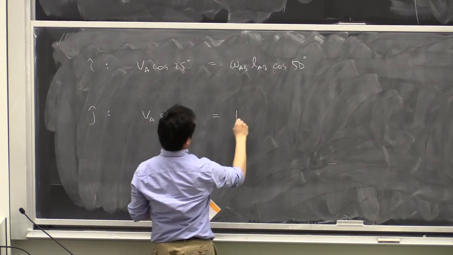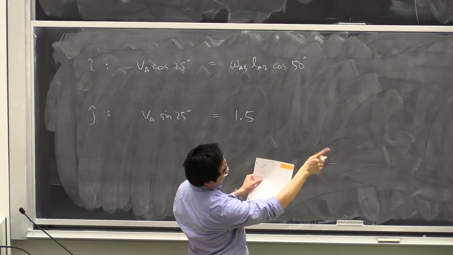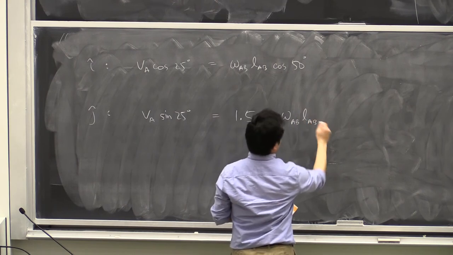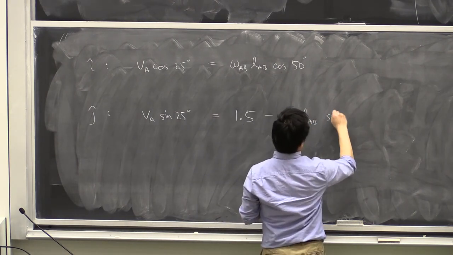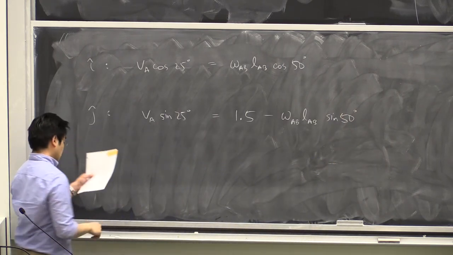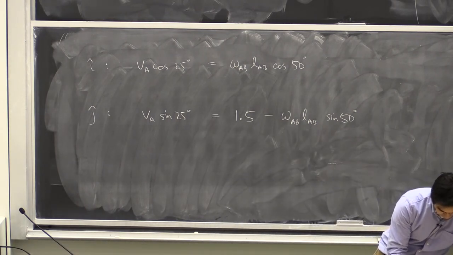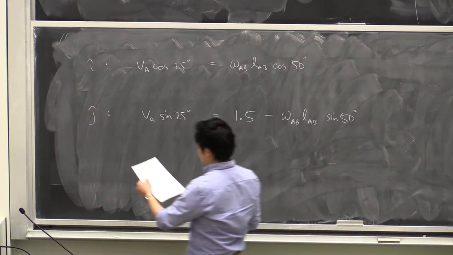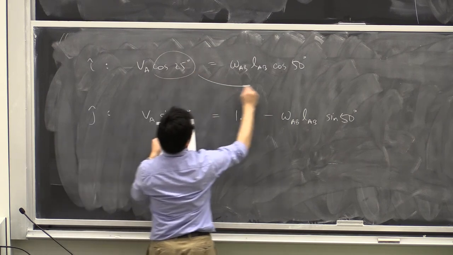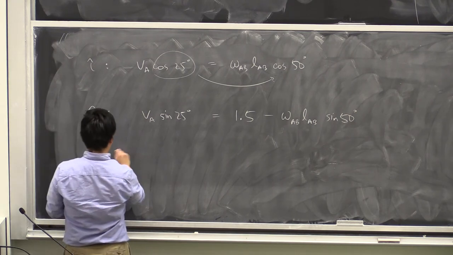And it's equal to a 1.5 plus, it's the one that's k cross I that gives you positive j. So this is a negative omega AB LAB sine 50 degrees. Okay, so it looks to me like I can move this over to here and then plug that into here. And you can just solve it. Solve.